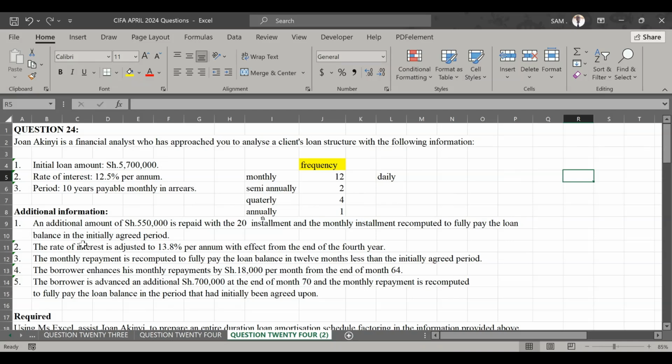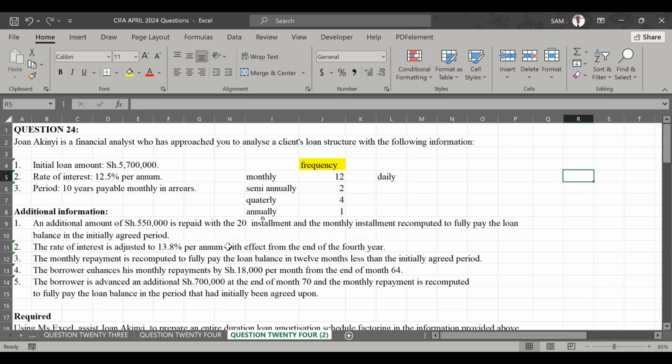Now, just by reading that additional information one, we are able to pick up something. It starts by saying an additional amount. Why do they say additional amount? It is because when you are amortizing any loan amount, you will agree on the installments to be paid for the agreed period, right? For the agreed period.